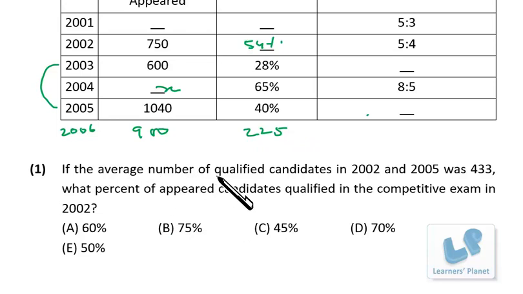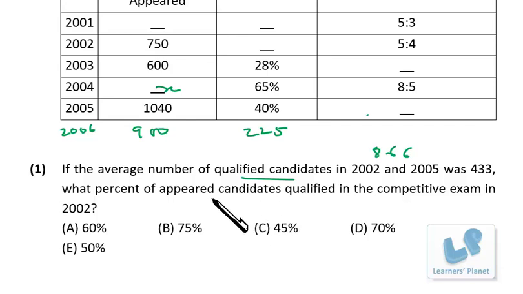If the average number of qualified candidates in 2002 and 2005 was 433, average number of qualified candidates, so overall it is double of that, so that is 866.